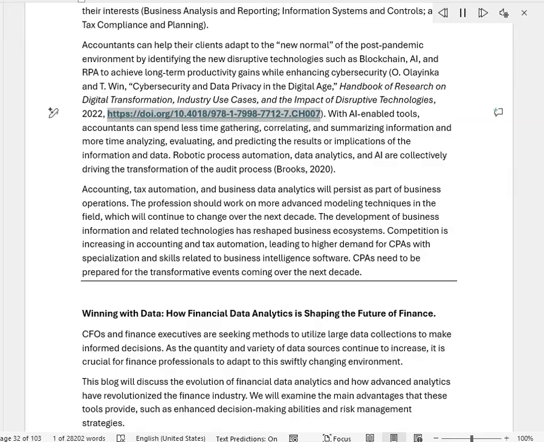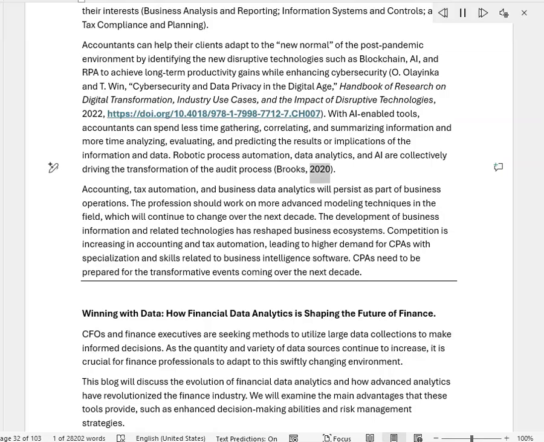With AI-enabled tools, accountants can spend less time gathering, correlating, and summarizing information and more time analyzing, evaluating, and predicting the results or implications of the information and data. Robotic process automation, data analytics, and AI are collectively driving the transformation of the audit process.